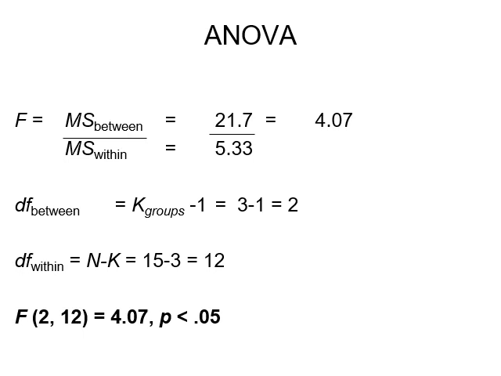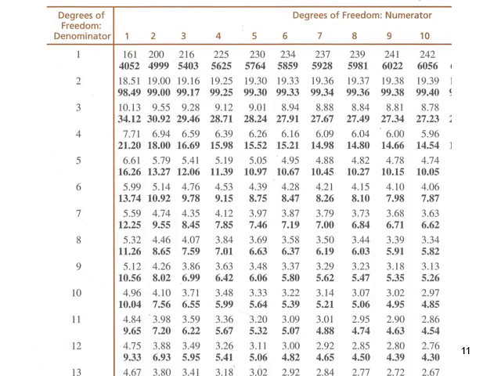Is it significant? Was that 4.07 a large enough value for us to claim that there was a 95% or greater chance that it was systematic differences and not due to chance? And we do that with one of these tables. So again, we're going to look at the top of the equation. Across the columns is the degrees of freedom numerator, that basically means your degrees of freedom between. And then the degrees of freedom denominator, your degrees of freedom within. So again, between at the top, within along the side.